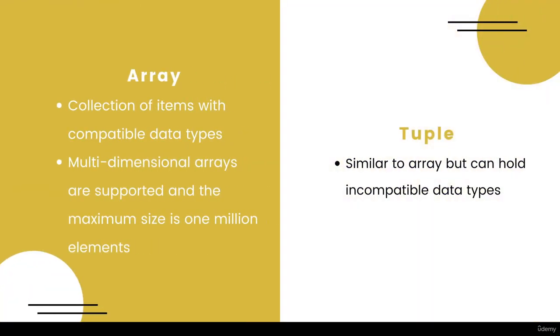Welcome back. In this video, we will cover the arrays and tuples in ClickHouse. In ClickHouse, an array is a collection of items which are of compatible data types. ClickHouse also supports multi-dimensional arrays, and by default, a ClickHouse array can hold up to 1 million elements in it. An array can be declared in ClickHouse by using the array function or by using square brackets. Let me show you a couple of examples.